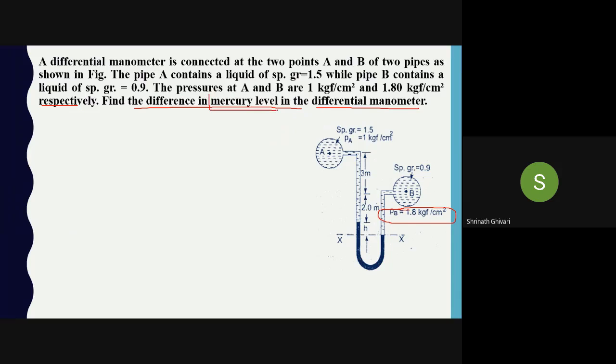Difference in mercury level, not difference in pressure. Difference in mercury level. What do you have to find out here? What do you have to find out? PA minus PB. Level of mercury. What is that?